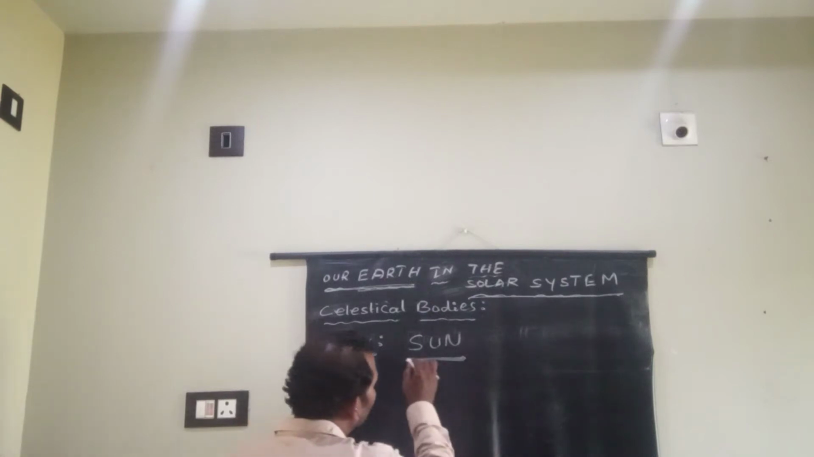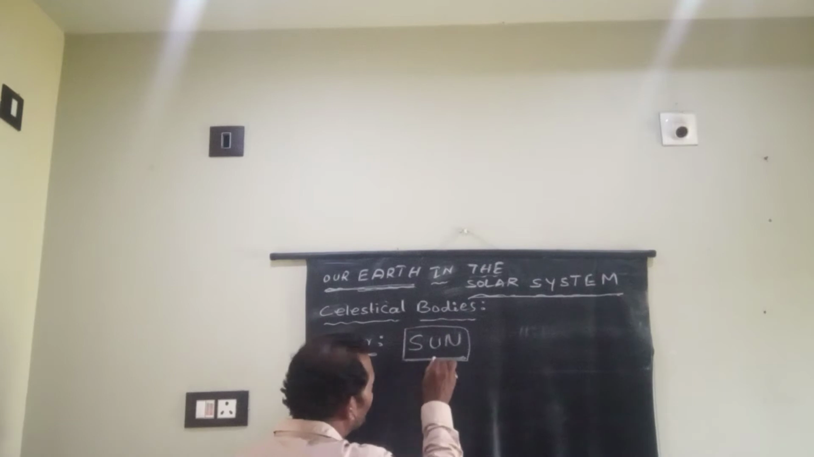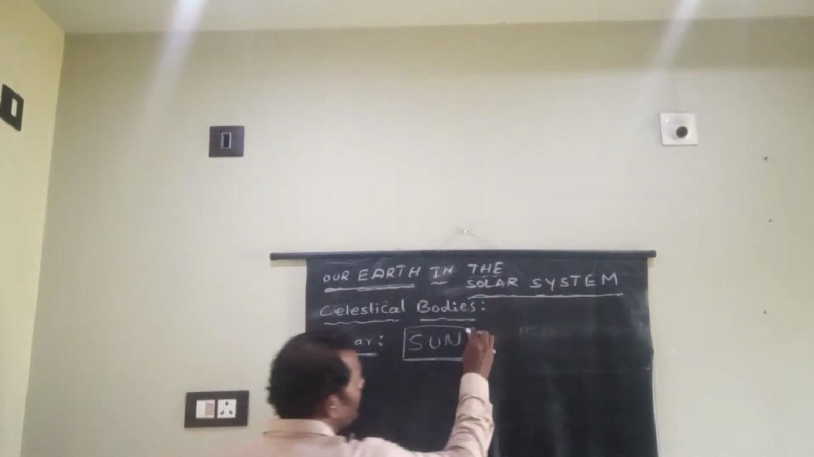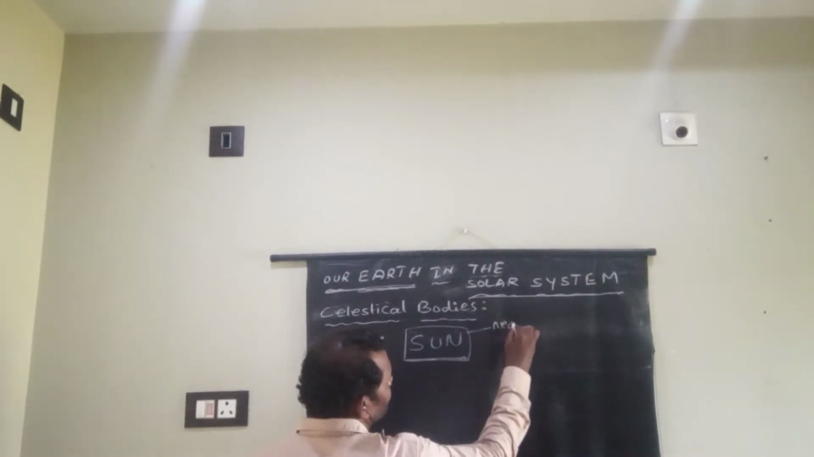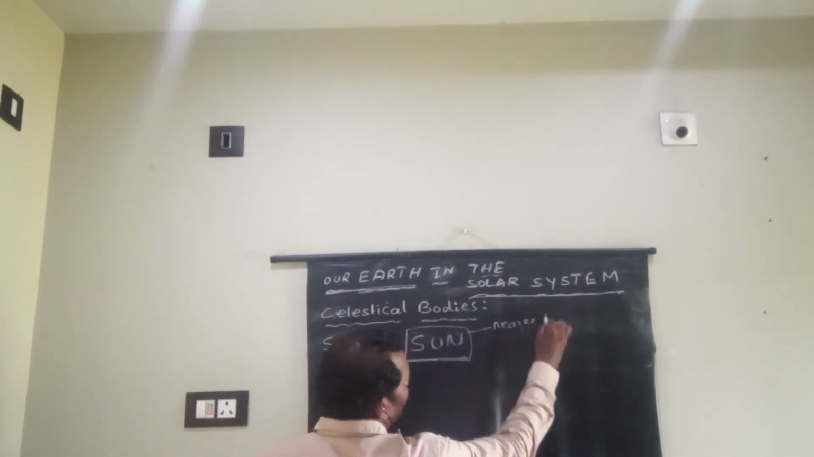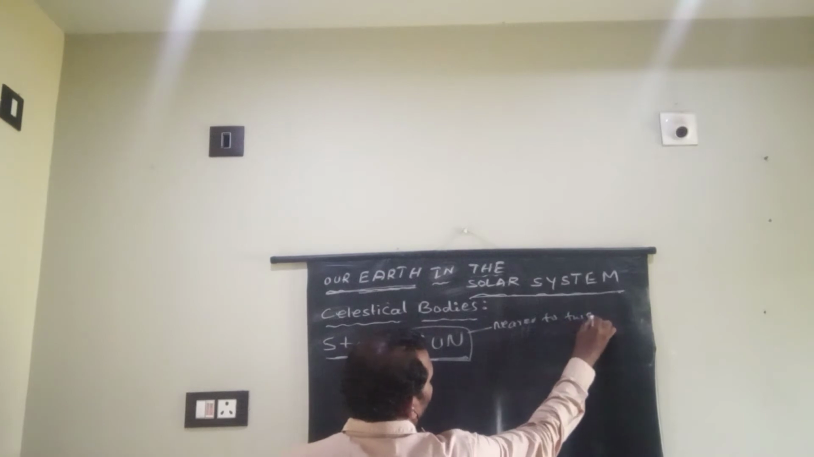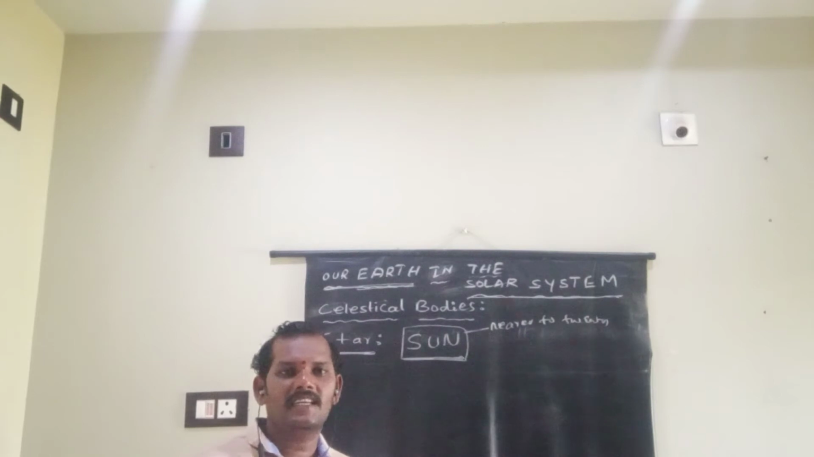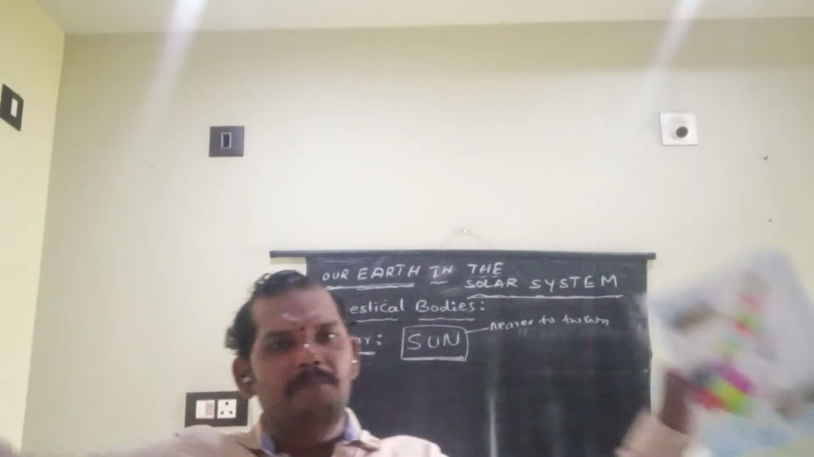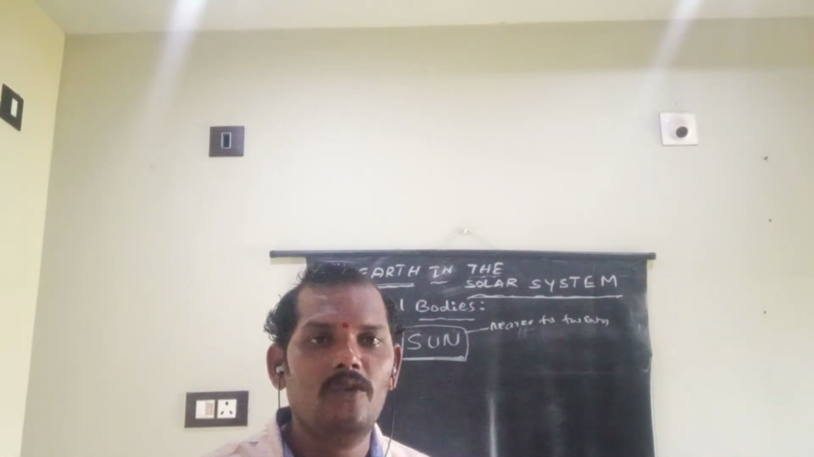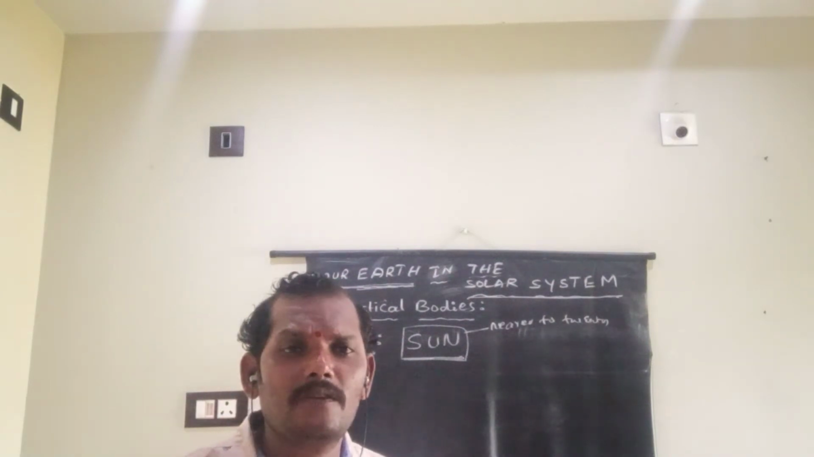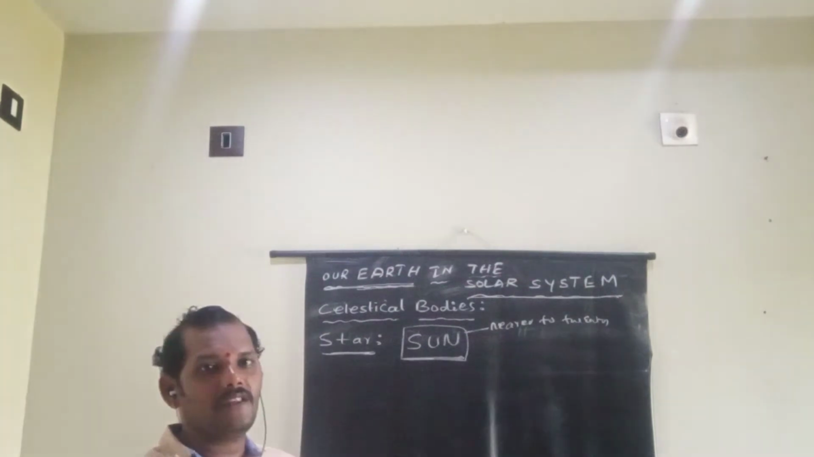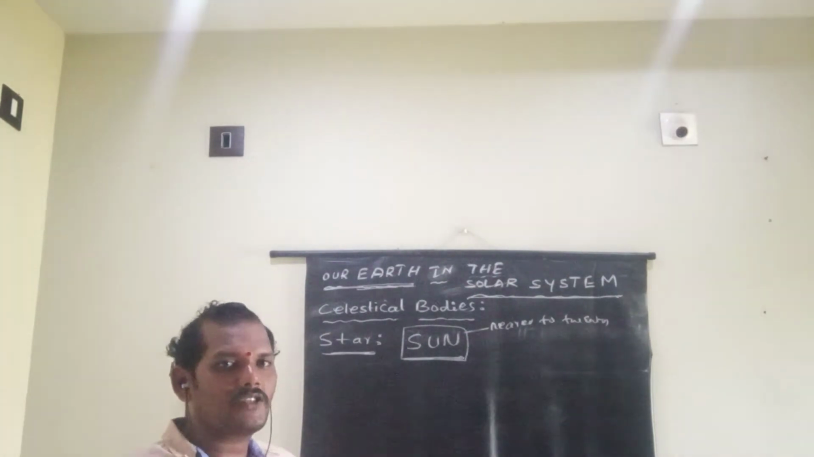But why is the sun looking very big compared to the other stars? Because it is very near to the earth. Because it is nearer to the earth, the sun looks very big in size, while all those other stars are very far from the earth. This is the difference between the sun and the other stars.